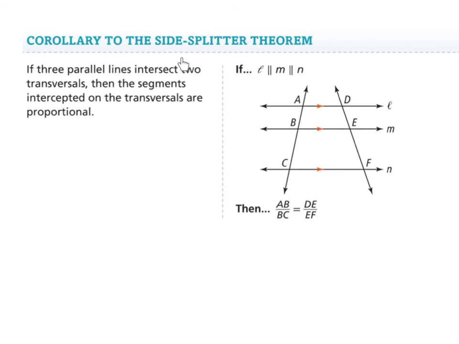And again, that's just coming off of the idea of the side splitter theorem. So again, three parallel lines, and basically two transversals cutting across those three parallel lines. And every time one of those transversals cuts across, we get these two segments that are created, here, here, and here, here. Those segments' ratios are equal to those segments' ratios right there.